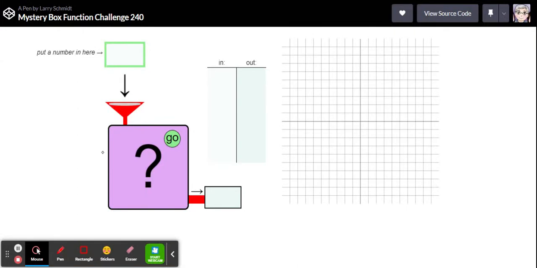In the purple box there is some mystery math and your challenge is to figure out what it is. If you'd like to try this, you can use the link in the description, and when you've got an idea, come on back and see if we get the same thing.